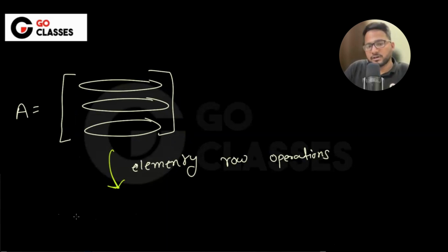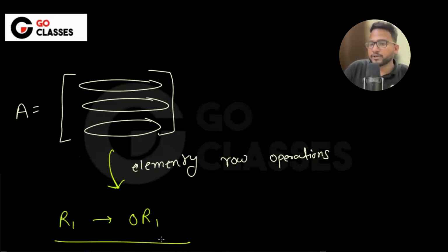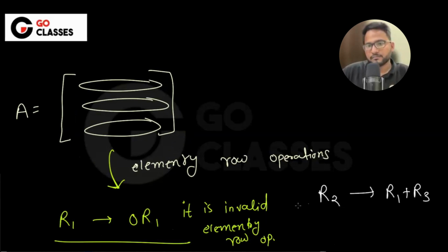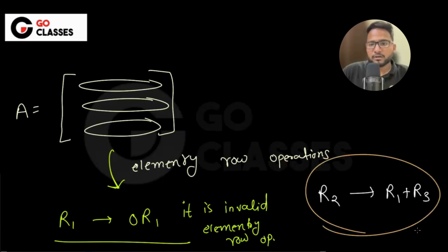Can I say, is this a valid elementary row operation? Tell me, remove some row. Is this a valid elementary row operation? Tell me. No, right? So it is an invalid elementary row operation. Just tell me, is this valid or not? What do you think? No.